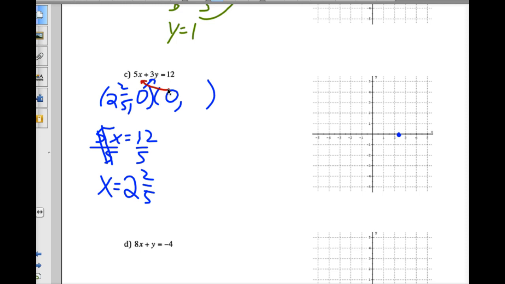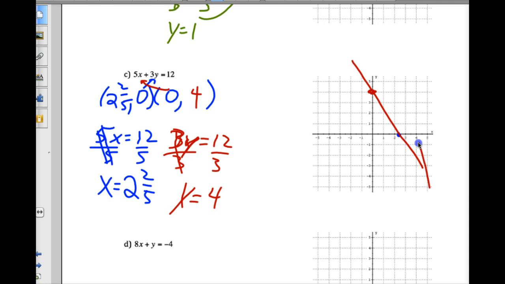Now the second point, we're going to put 0 in for x. Cover up. 3y equals 12. Does this one work out evenly? Yep. Divide by 3. What's y, guys? 4. So the y-intercept is at 0, 4. Put a big old point. Draw your line. Good to go.